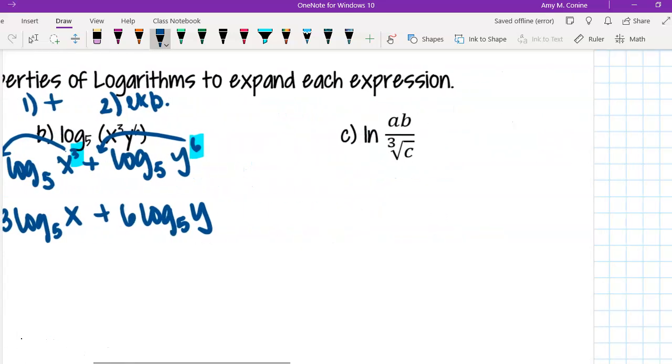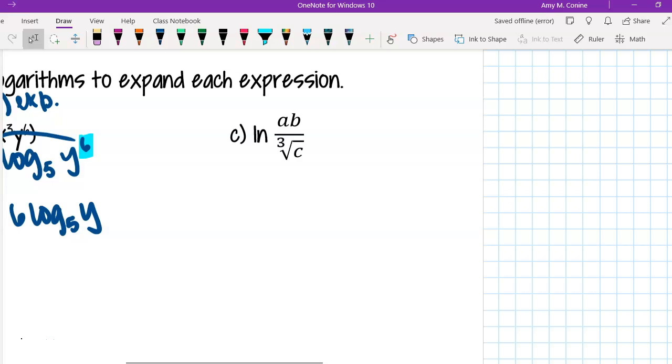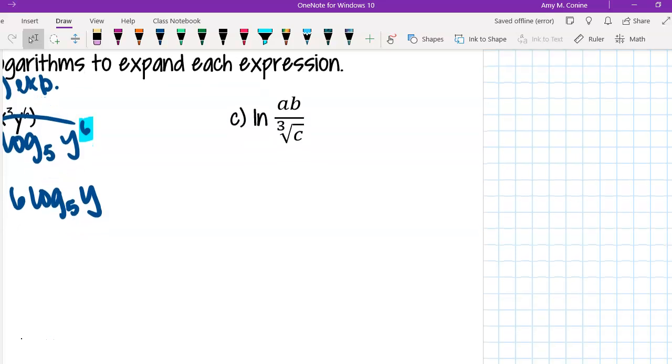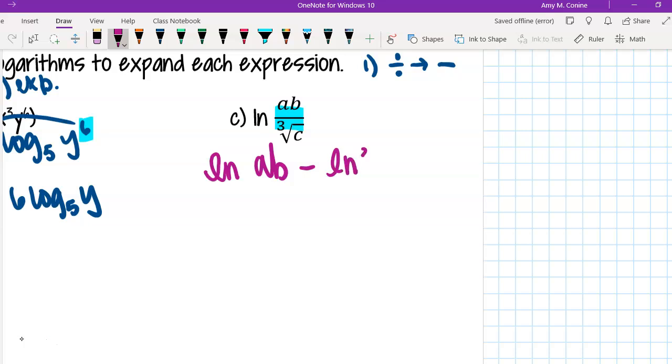So moving on to part C, we have natural log of a times b in the top, divided by the cube root of c. So we have a few things that we can take a look at here. When you have a problem like this, I would take a look at the division first. And if you recall, division means you're subtracting. Our division is right here. So we're going to take our natural log and split up the division: natural log of AB minus the natural log of the cube root of C.